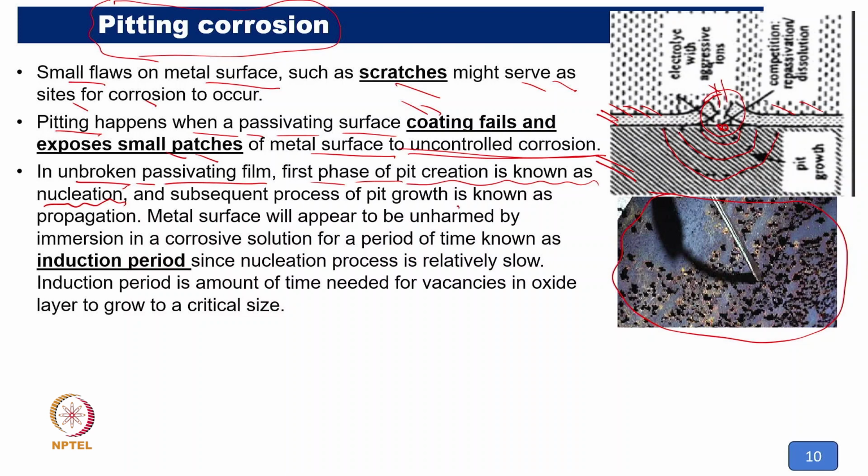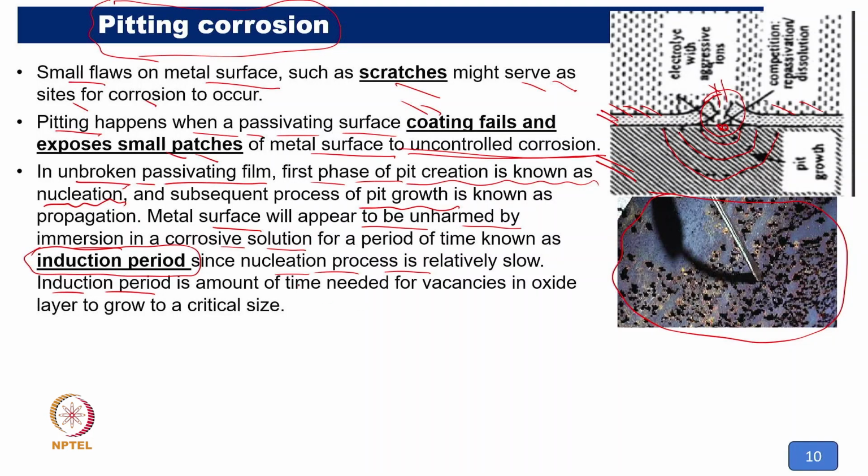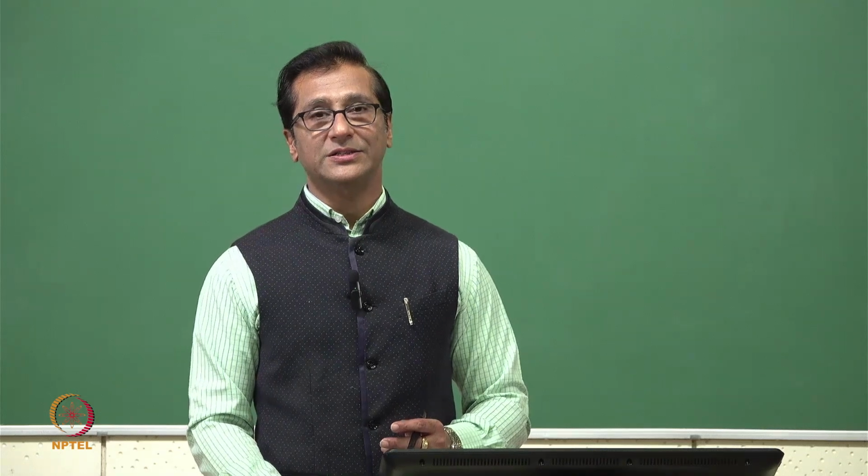Once that is formed, after the pit growth happens, it cannot be controlled. Initially, the metal surface will appear to be unharmed by immersion in a corrosive media for some time, and that is known as the induction period. In that period nothing will be visible, and then the cracks will increase in size. Once the induction period is over, the cracks have grown beyond a critical size, and then the pit formation will start.